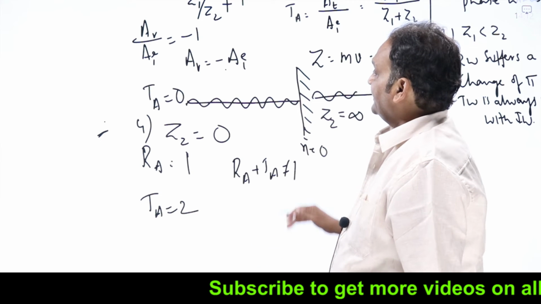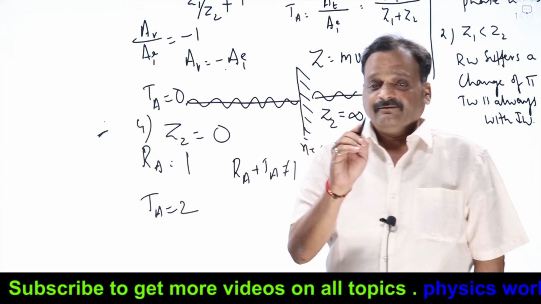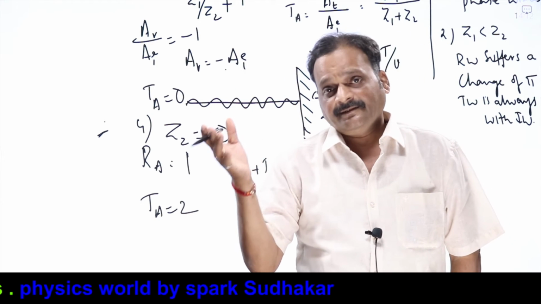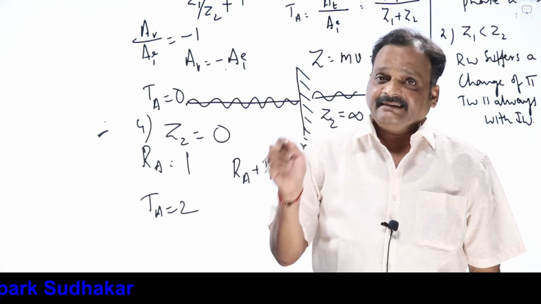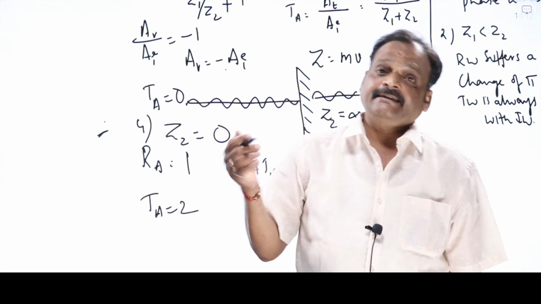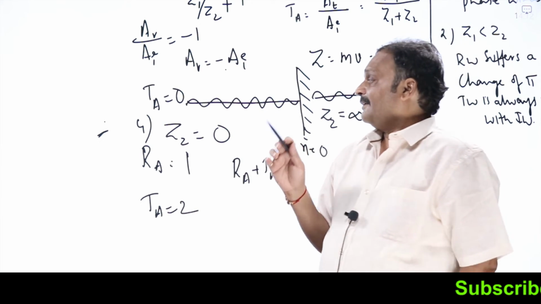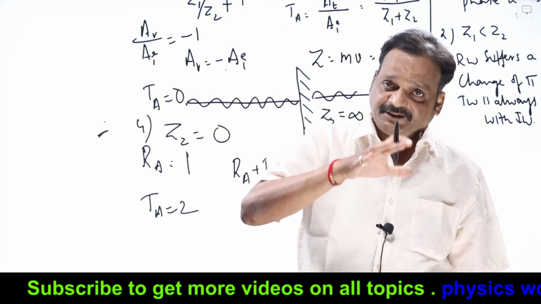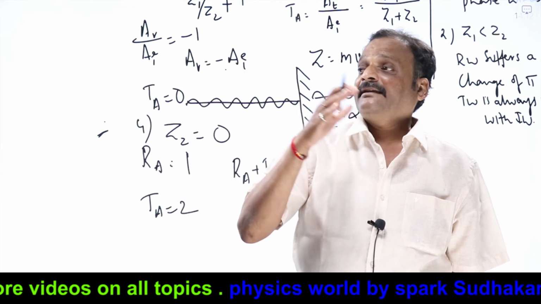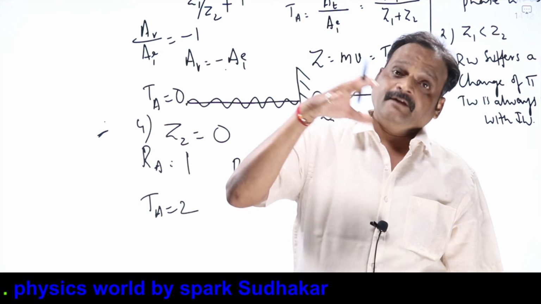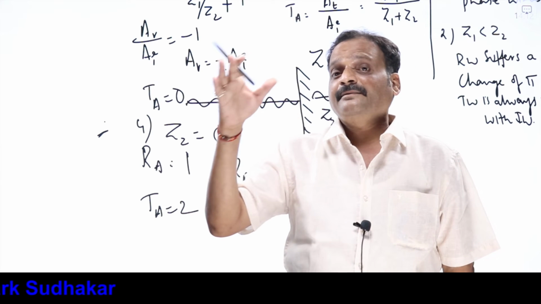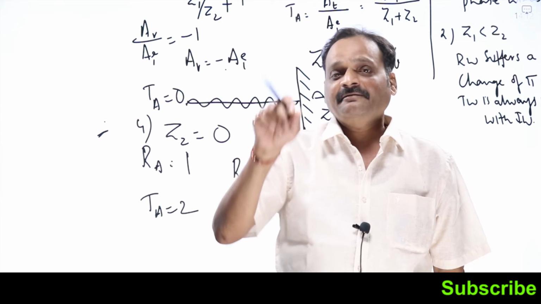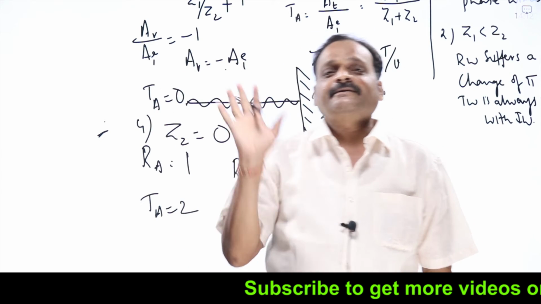Now, we have seen 4 cases: Z1 greater than Z2, Z2 equal to 0, which is an extreme case, Z1 less than Z2, and Z2 equal to infinity, which is also an extreme case. Whenever the wave is reflected from a denser medium, the reflected wave suffers a phase change of pi. When it is reflected from a rarer medium, the reflected wave will be in phase with the incident wave. But the transmitted wave, whether Z1 is greater than Z2 or Z2 is greater than Z1, is always in phase with the incident wave. These points you should remember.